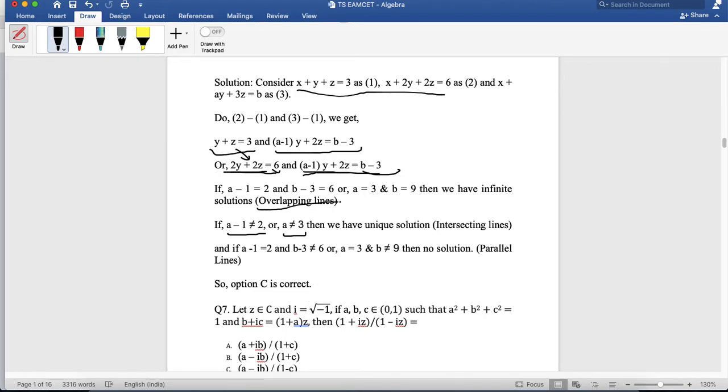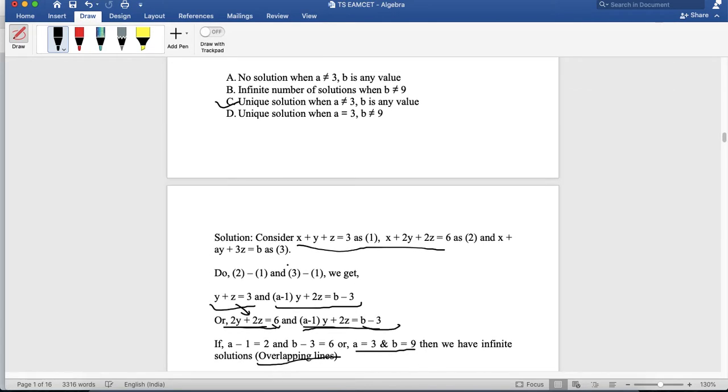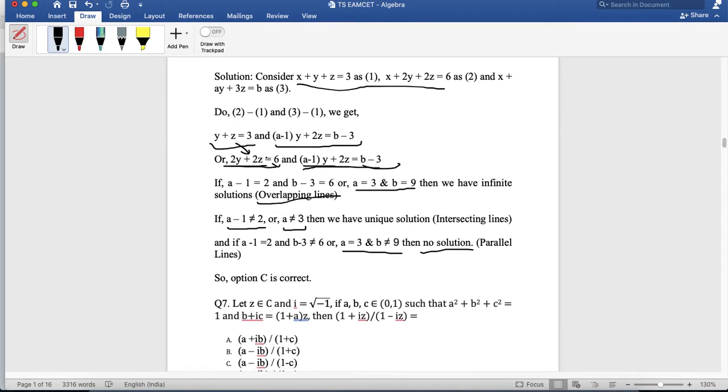So for overlapping lines, I have given the condition here: a is equal to 3 and b is equal to 9. And if b minus 3 is not equal to 6, then you will have no solution. A equals 3 and b not equal to 9, then no solution. We know that the correct answer is C.